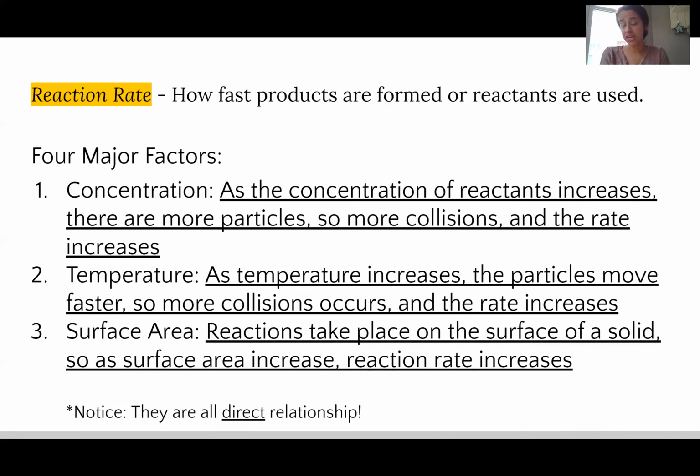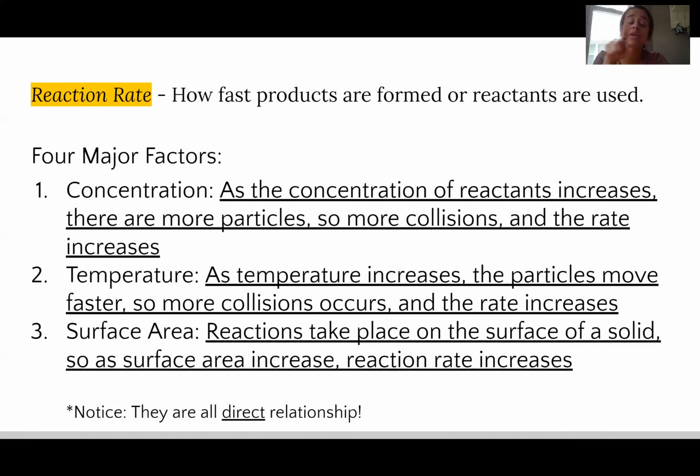Temperature we talked about yesterday, on Monday. As temperature increases, our particles are moving faster because they have more kinetic energy. So more collisions occur, and thus the rate also increases. Our third example is surface area. Reactions take place on the surface of something. So as the surface size increases, the reaction rate is also going to increase because there's more space for reactions to occur, to collide with one another.